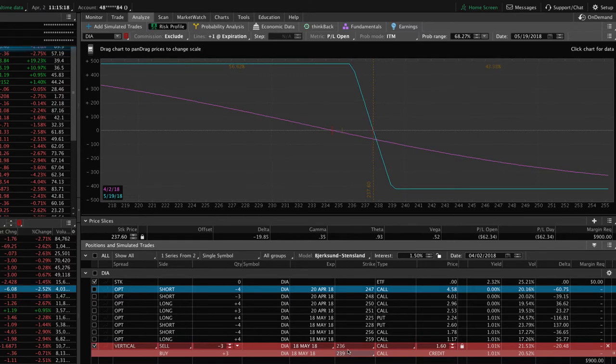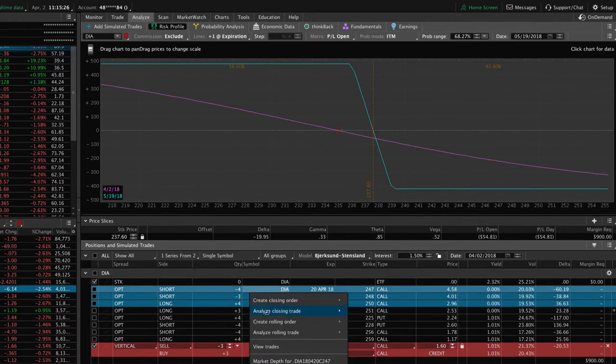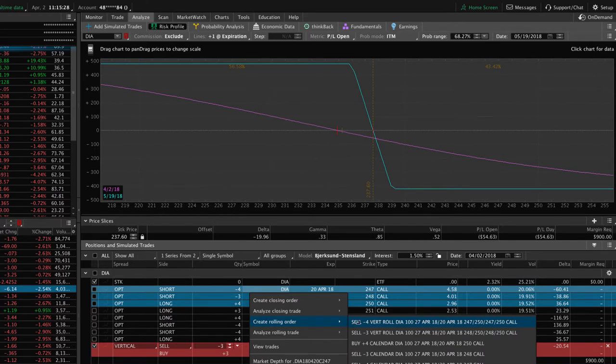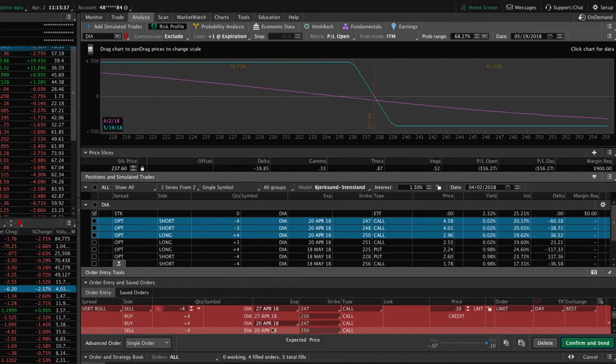I like those strikes. I like where that's at. So now we can go back and do the roll. You can simply highlight the strikes that you want to trade, create rolling order, sell vertical roll. So we're selling out the 247, 250, the top one there. We're exiting the 247, 250.